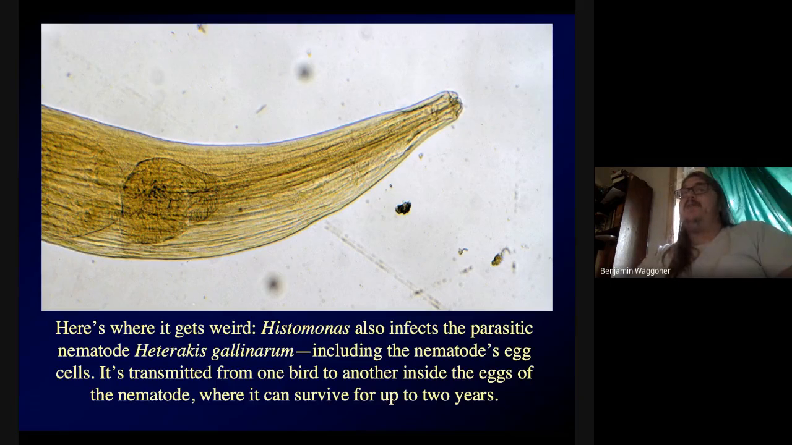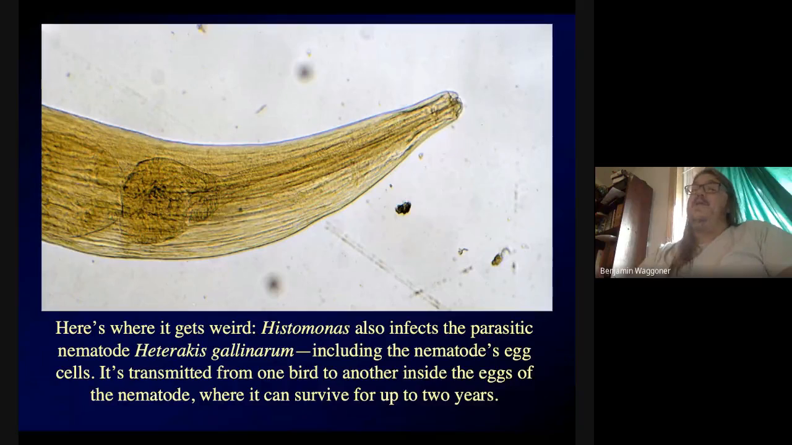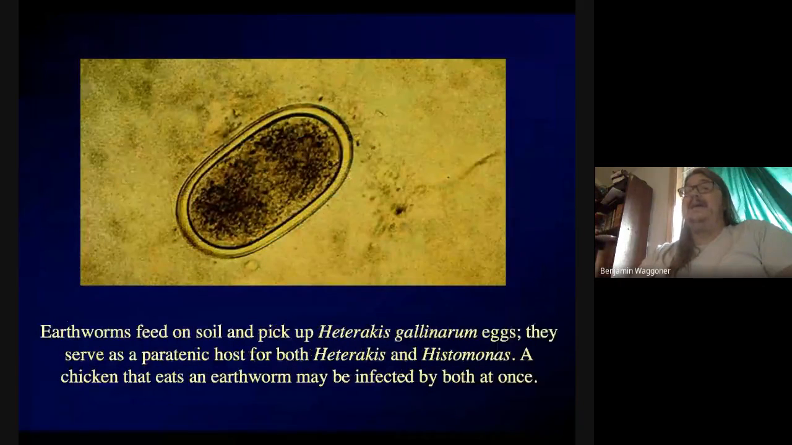So a parasitized nematode will lay eggs that contain Histomonas, and if a bird picks up the eggs and swallows any of them, the bird will get infected with Histomonas and also get infected with the nematode Heterakis. So 2 for the price of 1. That's a Heterakis egg, and there's a 4th species that's involved.